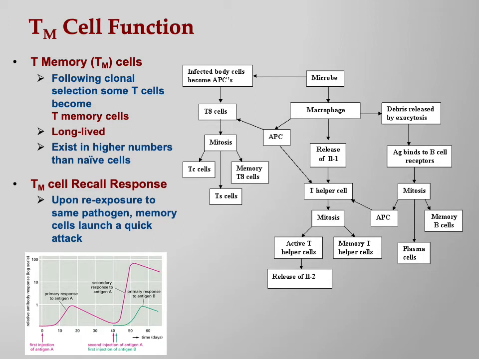Secondary response to antigen A. The second time that same antigen tries to invade your body, or the 78th time, or the 364th time, or the 26,941st time, your T memory cells are going to spot it instantly, and they cause an immediate, drastic, overwhelming response so that you don't get sick again right away.